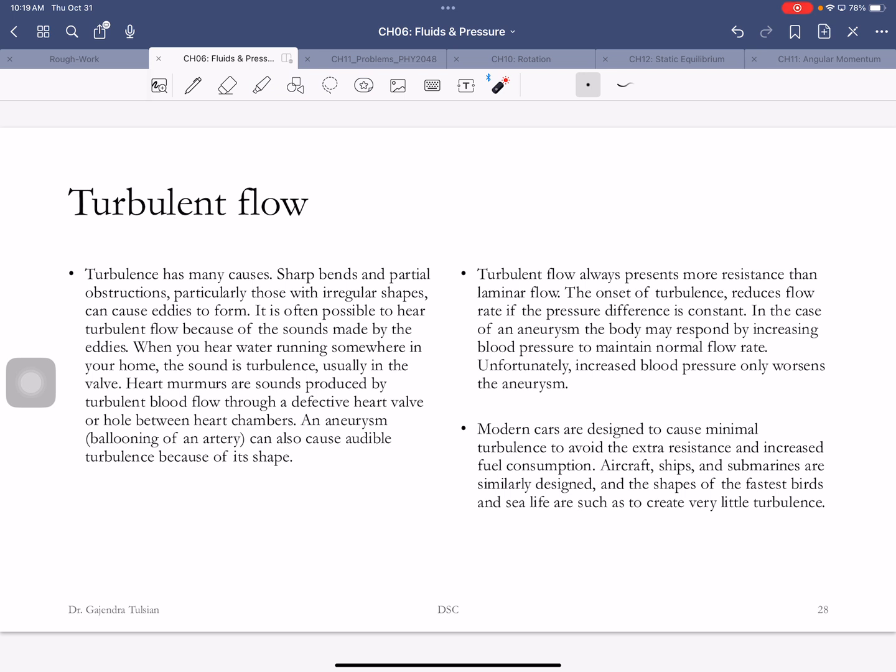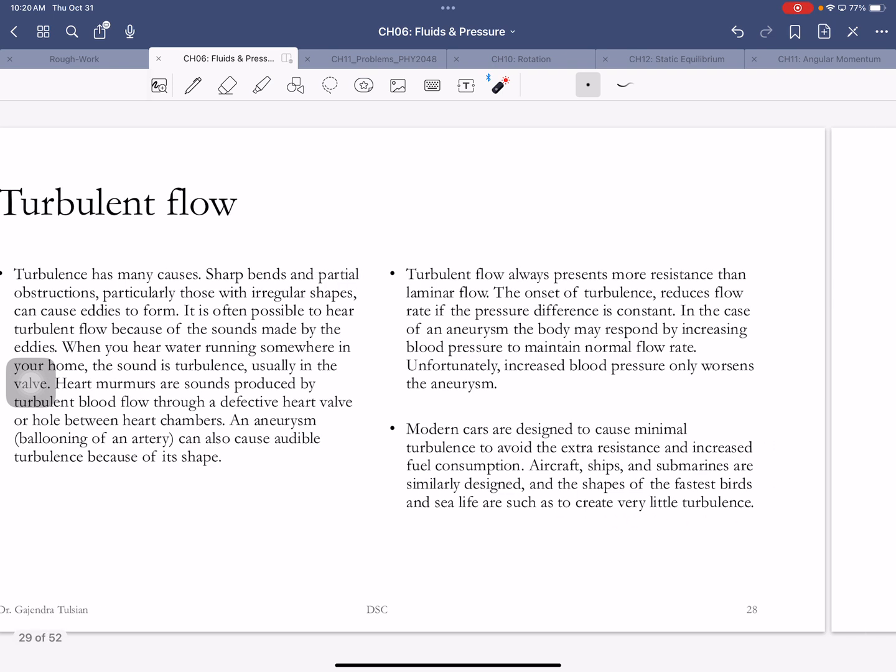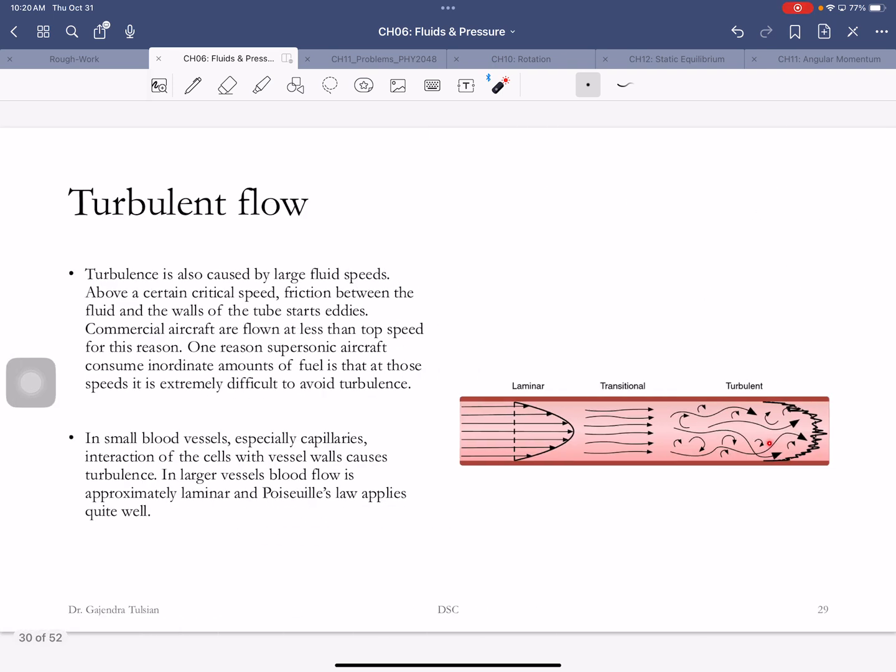Modern cars are designed to cause minimal turbulence to avoid extra resistance. Whenever there is extra resistance, what does that mean? You're using more gas. You're getting less gas mileage. Aircraft, ships, and submarines are similarly designed, and the shape of the fastest birds and sea life is such as to create very little turbulence. Turbulent flow causes higher resistance, and you have to work harder for the same flow rate.